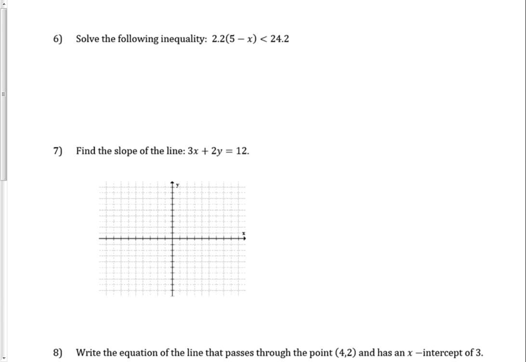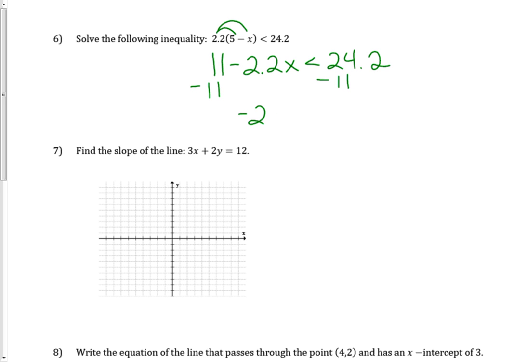Moving on to the next page, solve the following inequality. Start by distributing. 2.2 times 5 gives us 11 minus 2.2x less than 24.2. Subtract 11 to get the x by itself. 24.2 minus 11 gives us 13.2.